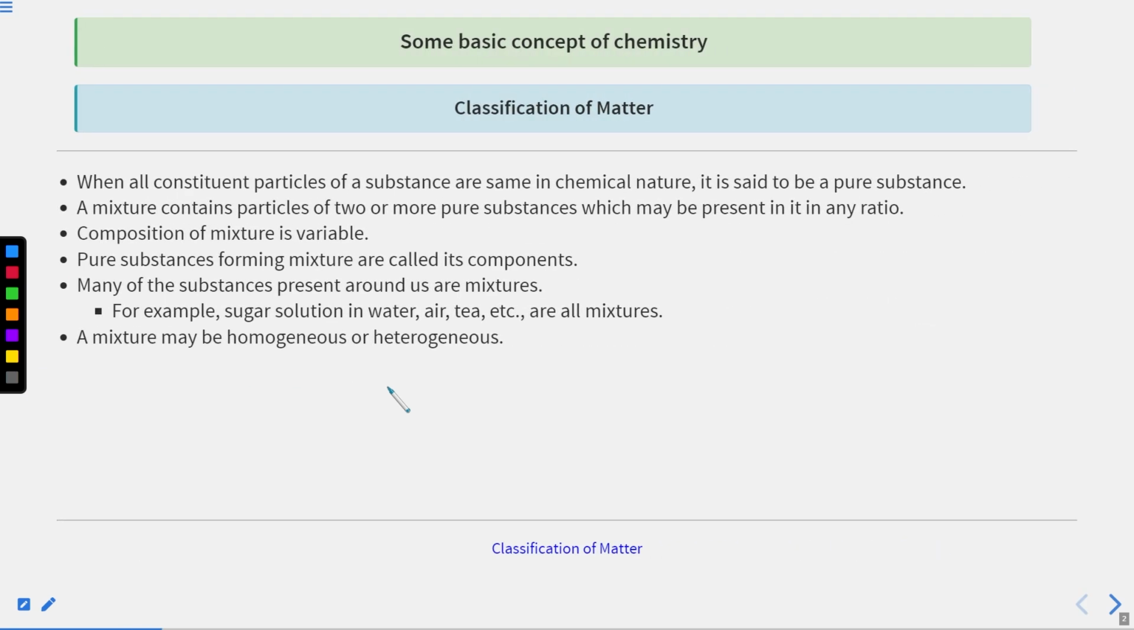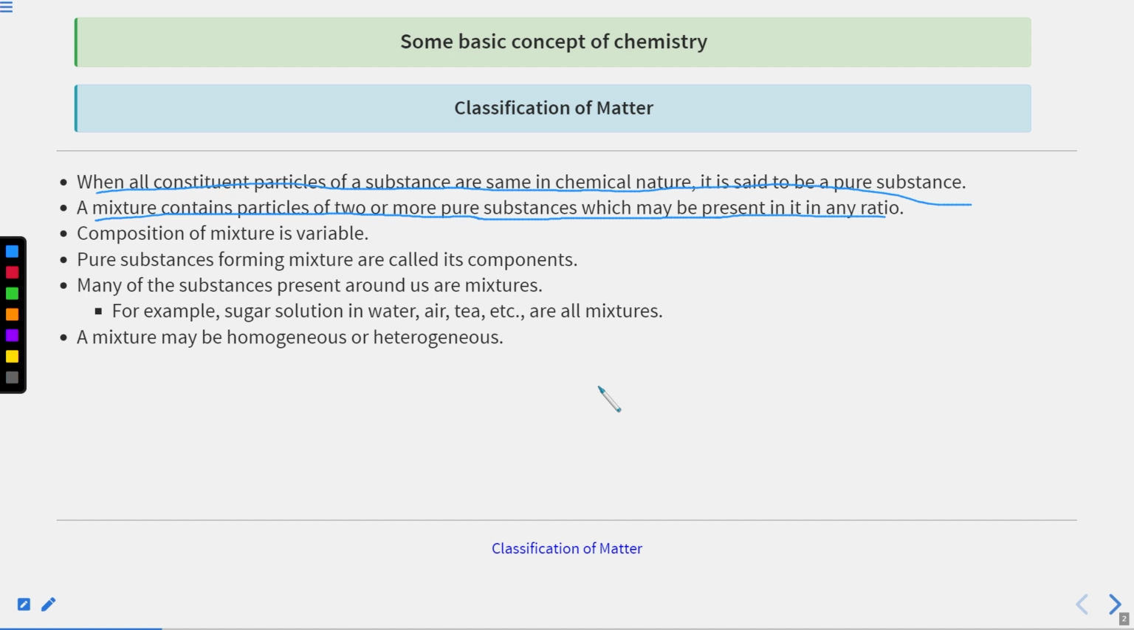Okay, so we can say that when all the constituent particles of a substance are the same in chemical nature, then it is said to be a pure substance. Whereas in a mixture, we have two or more pure substances which may be present in any ratio. What is the meaning of this? It says that if we take a particle of a substance, then another particle, then a third particle, and if all of those particles are identical, then we say that they are pure substances.